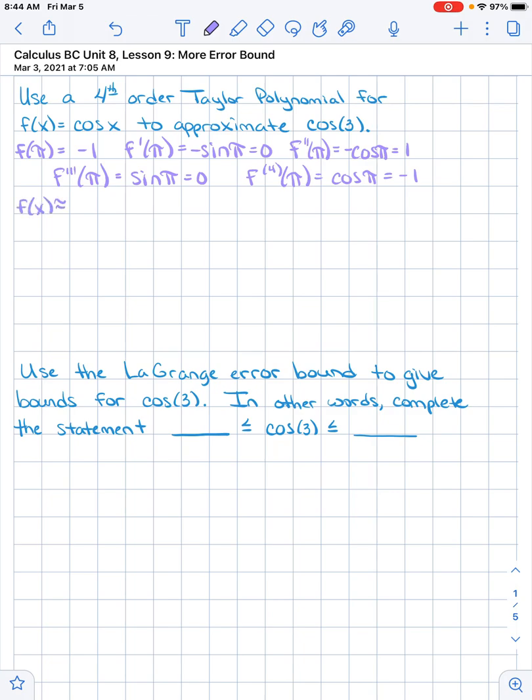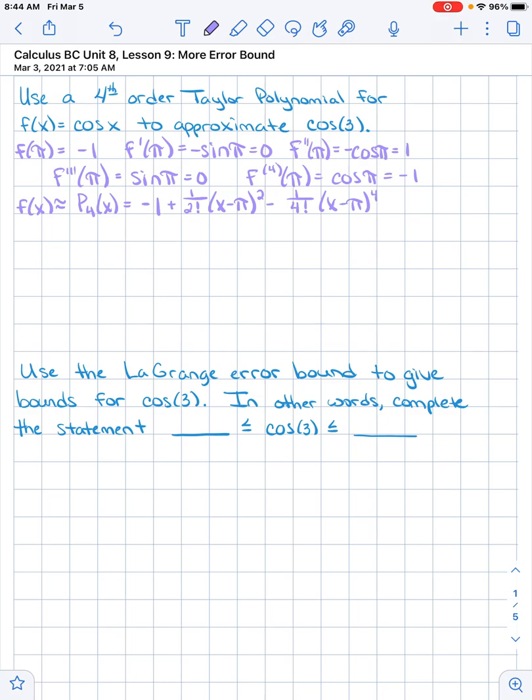F of x is going to be approximately this fourth order polynomial, which is equal to the first term, that's -1. The second term was 0, so that one's gone. Now the second derivative is +1, so this is 1 over 2 factorial times x minus pi squared. The third term is gone because the derivative was 0, and then we've got the fourth term, which is -1 over 4 factorial times x minus pi to the fourth.